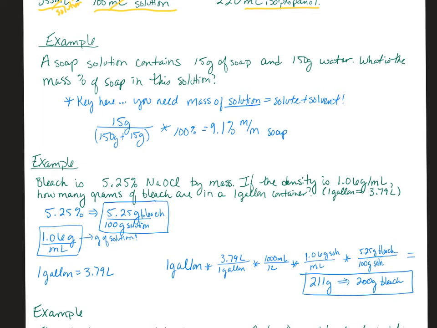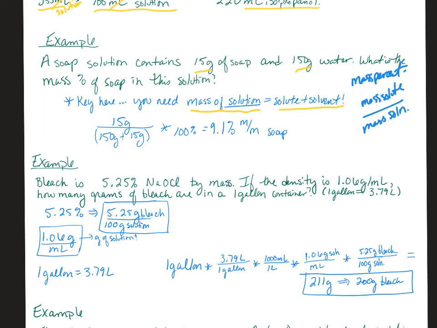So in the next example, we have a soap solution that contains 15 grams of soap and 150 grams of water. So the question is, what is the mass percent of soap in the solution? The key thing here you need to know is that the mass of the solution is solute plus solvent. So keep in mind that mass percent is the mass of the solute divided by the mass of the solution.